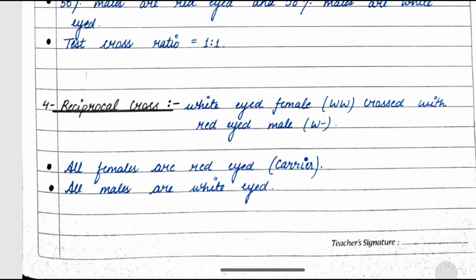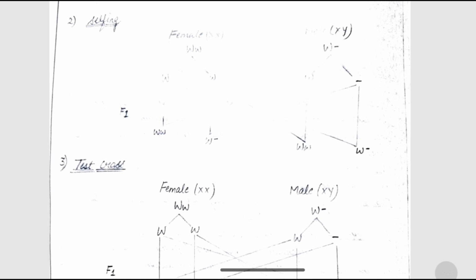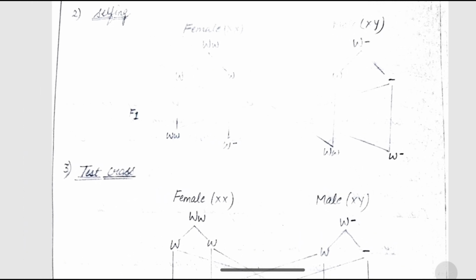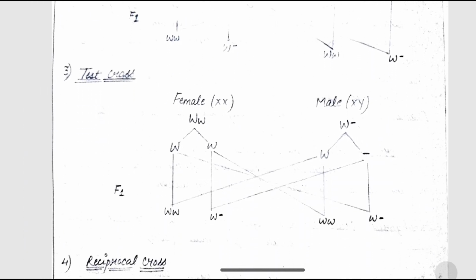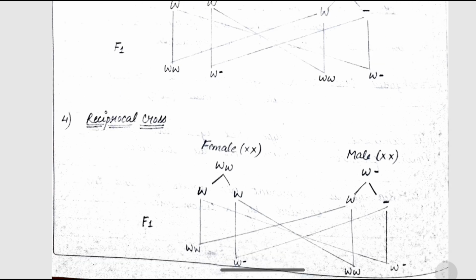Reciprocal cross. इसमें क्या होता है, white eyed female cross with red eyed male. Here we get all females are red eyed and all males are white eyed. You can see in this the selfing and test cross, then reciprocal cross.